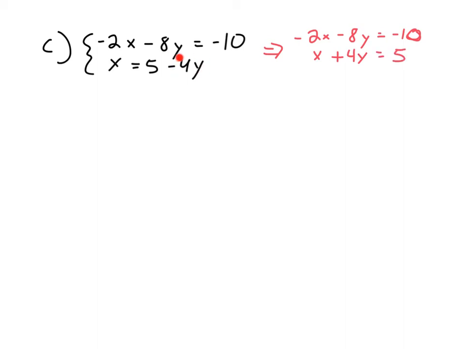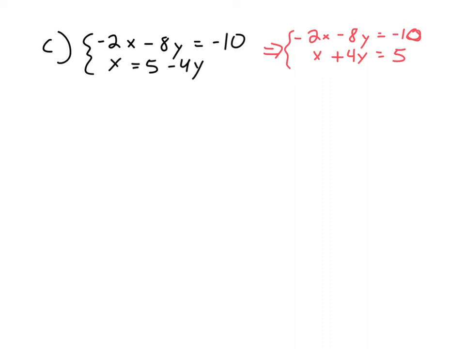Right? So if I added 4y, this cancels, and then I end up having x plus 4y. That's what I mean by lining it up. You want to make sure you have everything lined up, so similar terms are on top of each other. Okay. So this is our system now.